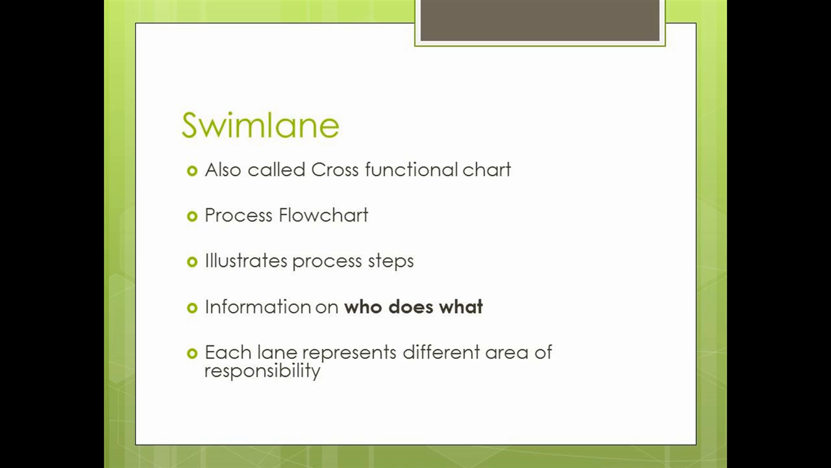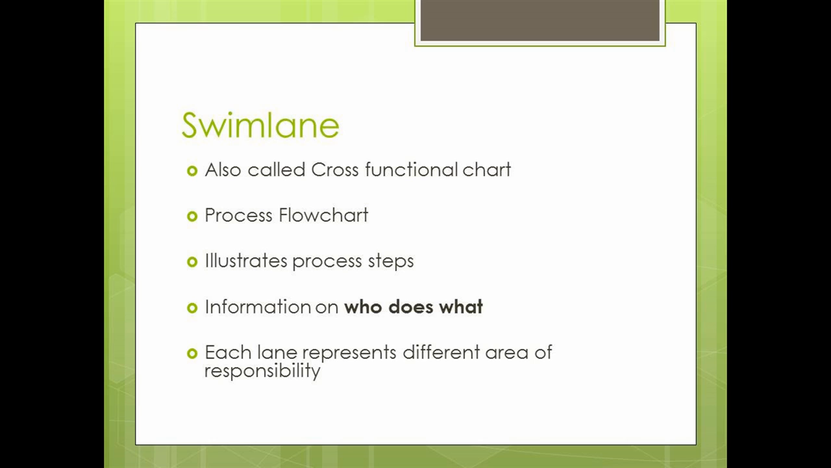So to start with, let's define what a swimlane diagram is and try to understand how to draw it. A swimlane diagram is also called a cross-functional chart or a cross-functional diagram. It is a process flowchart that, other than illustrating the process steps, also provides information on who does what.